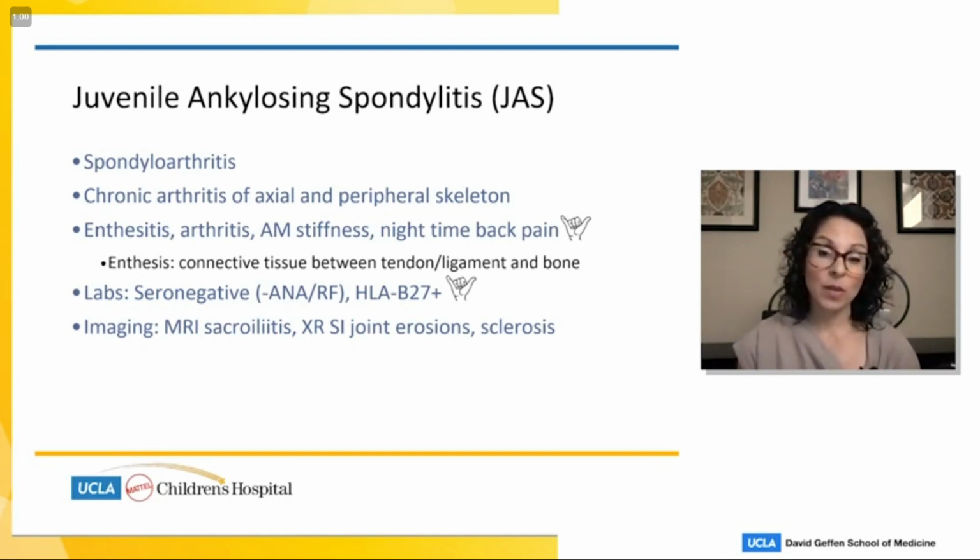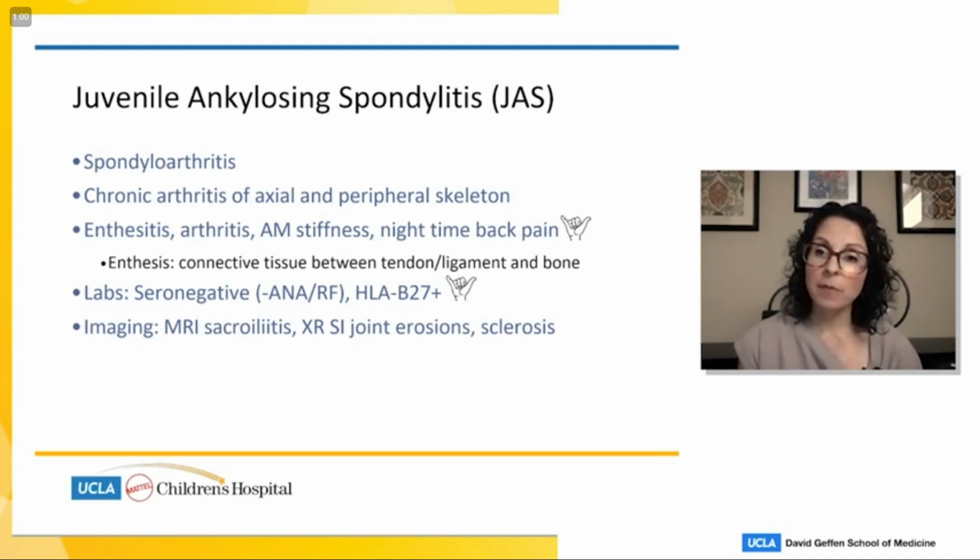Imaging should start off with an X-ray of those SI joints. It's important to get the 3 views because the SI joints are at a curve. So order those 3-view SI joints. If it shows sclerosis on the X-rays, I would highly suggest you get an MRI of the pelvis to include the sacroiliac joints as well.